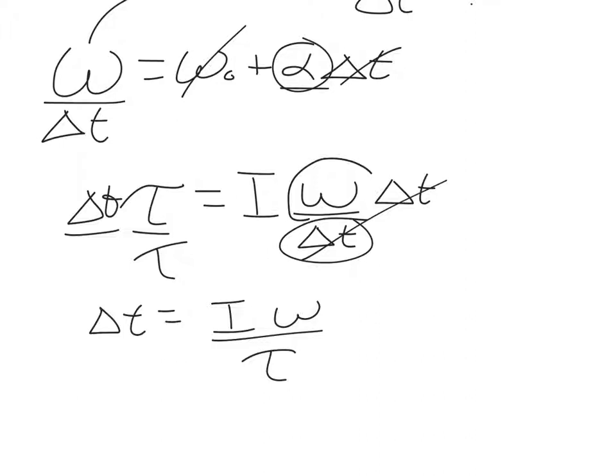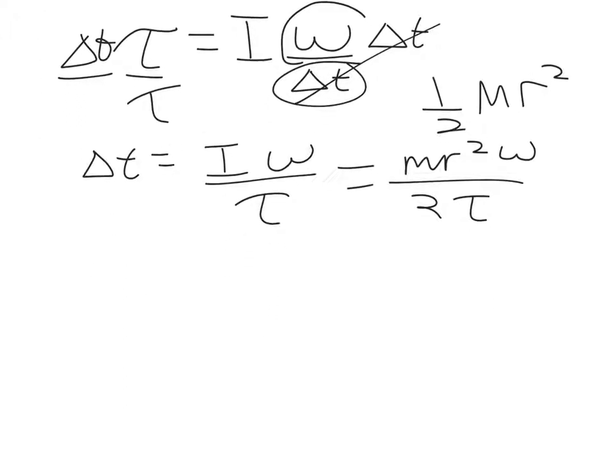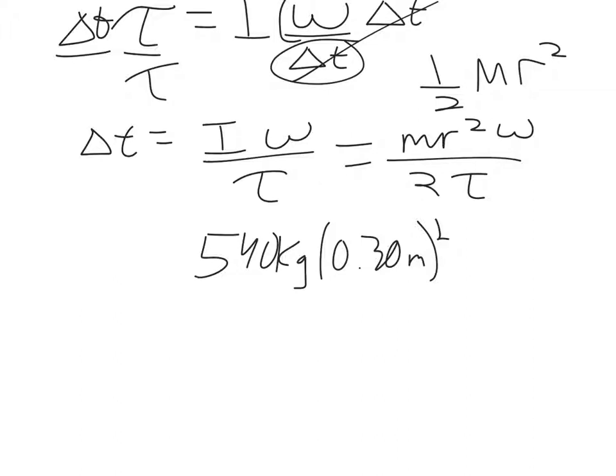For a cylinder, a solid cylinder, right, that should be 1/2 mr squared. So this would be mr squared omega over 2 tau. Good. And I know all of those quantities. So the time it takes, plugging those quantities in, it was a 540 kilogram cylinder. The radius was 3/10 of a meter squared. The final omega, oh, we didn't convert that.